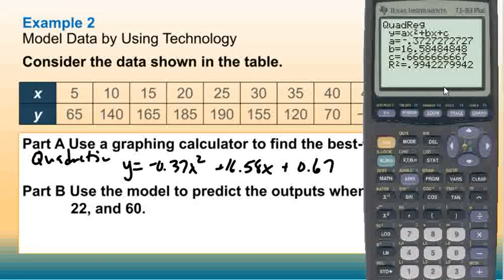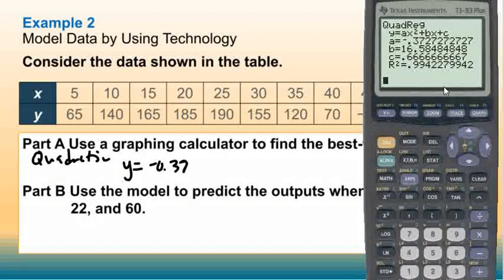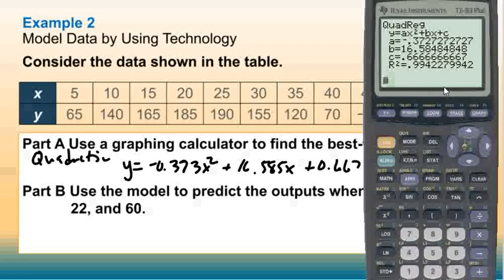I could use that formula there to do that, or we can make this a little more accurate, let me round it to 3 decimal places. So negative 0.373 x squared plus 16.585 x and then plus 0.667. Now, if you want the most accurate number, then you would just put that into your calculator, substitute that in there.